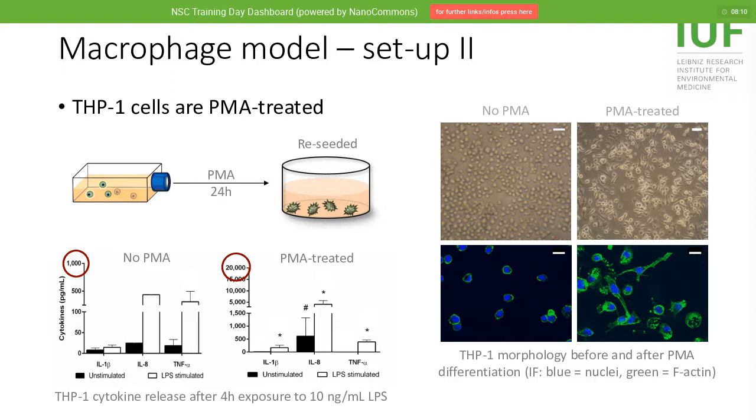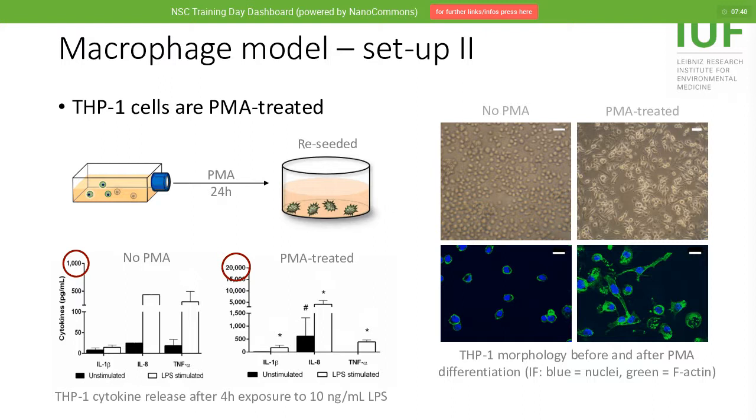So one of the most obvious changes that is induced can be seen in the images to the right of the scheme. We have a change from a suspension cell line to an adherent cell type, which also is characterized by a very significant change in morphology. But what is a lot more important for us is what can be seen in the graphs below the scheme. It is the change in pro-inflammatory cytokine release that is induced by the PMA treatment.